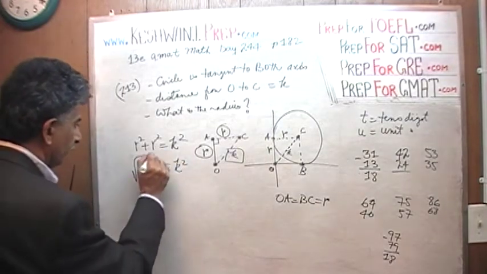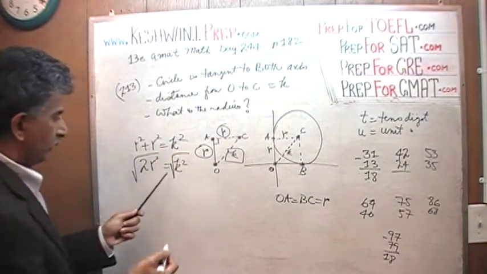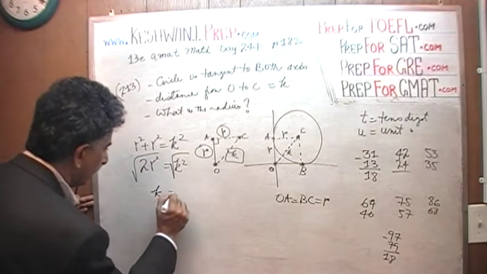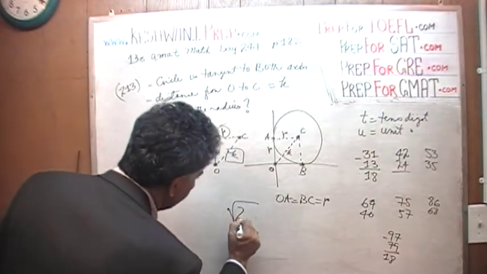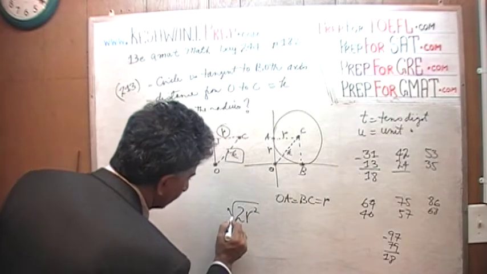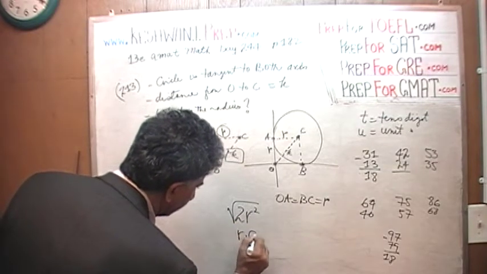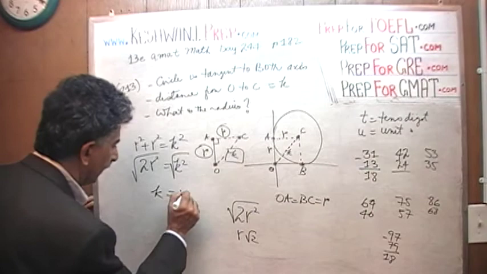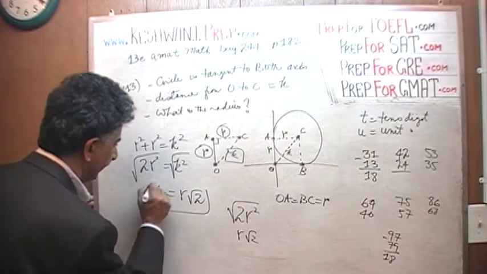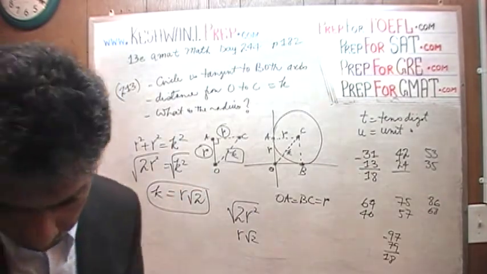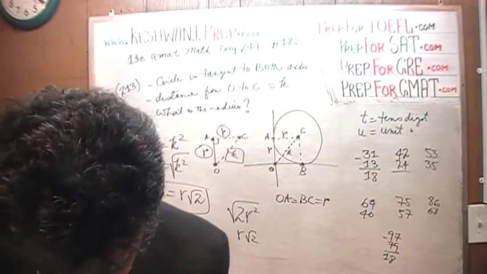Now we take the square root of it. The square root of K squared is simply K, and the square root of 2r squared is going to be r times root 2. So it's r times root 2. That's our answer. R times root 2.